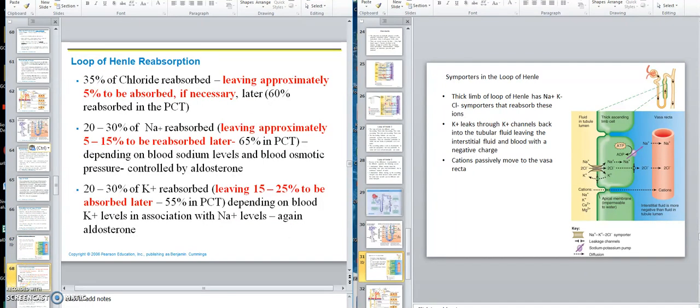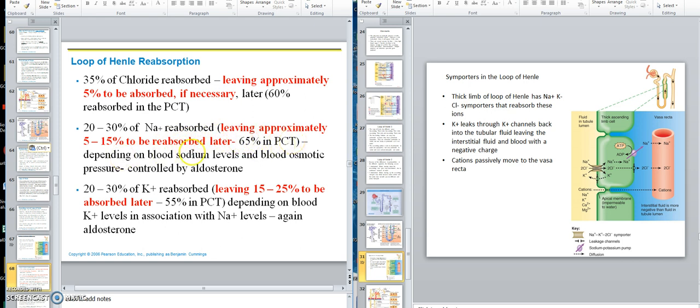Here's kind of the summation of this. In the loop of Henle, about 35% of chloride is reabsorbed, leaving approximately 5%, because you had about 60% reabsorbed in the proximal convoluted tubule. So you see we've got 5% left for the distal convoluted tubule. Let's look here in my analysis. 20 to 30% of sodium reabsorbed, leaving approximately 5 to 15% to be reabsorbed later, because 65% was reabsorbed in the PCT.